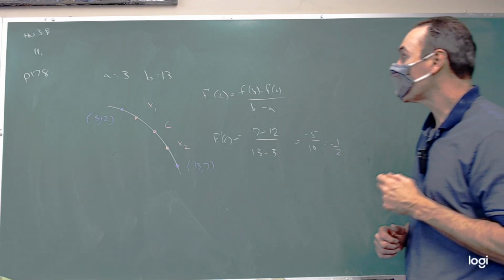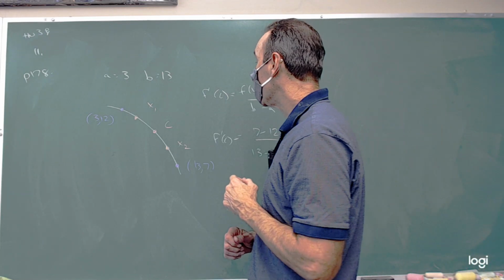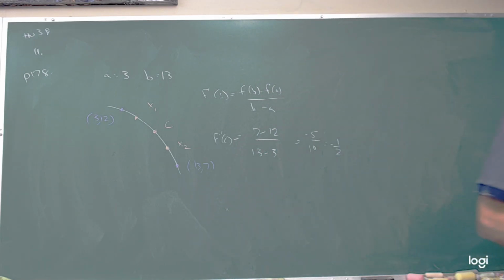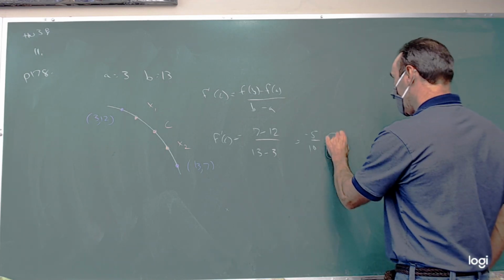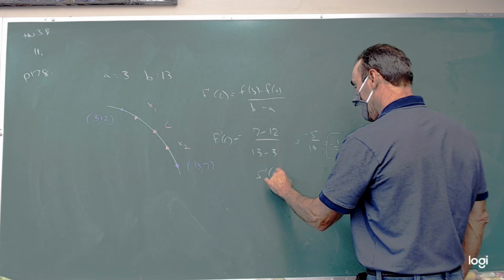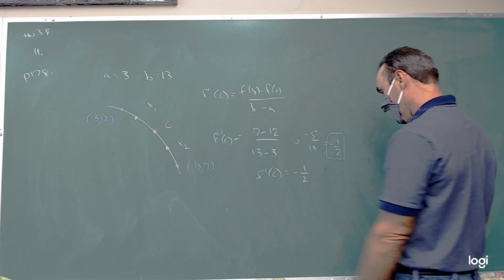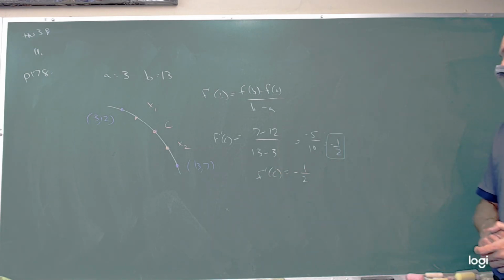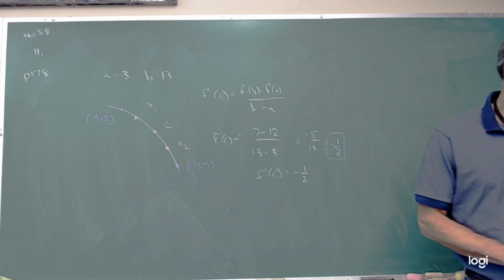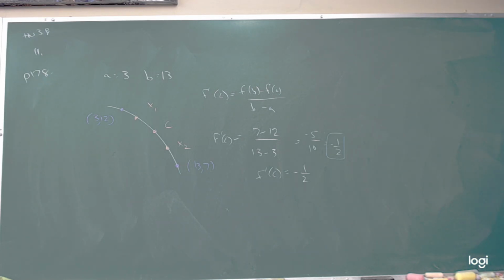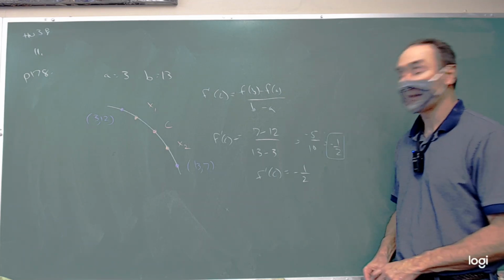So the first part of the question was, I think they asked what was f prime of C. Yeah, what is the value of f prime of C? And we have found that. F prime of C is negative 1/2. Then they want to know, what can we say about f prime of x1 and f prime of x2?